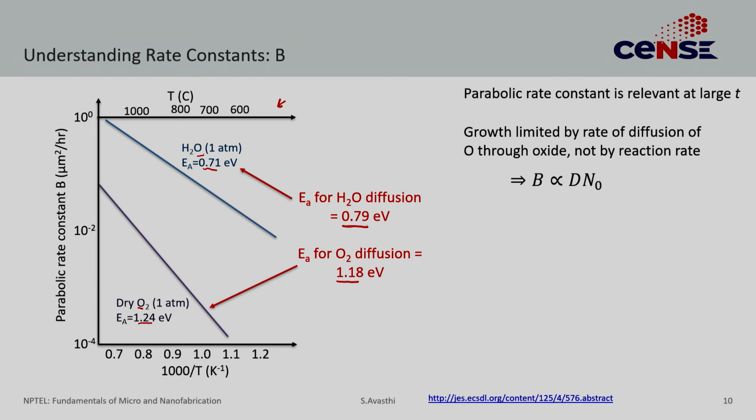Well, the parabolic rate constant is relevant for large thicknesses of silicon dioxide. If the silicon dioxide thickness is large, your growth rate is not limited by the reaction rate. The reaction rate is not the problem. The problem is now the diffusion. You are unable to get your oxygen species through the very thick silicon dioxide and make it react at the interface. So, it is limited not by the reaction rate, but by the rate of diffusion. If you are limited by the rate of diffusion, it only makes sense that the activation energies you measure must also be the activation energy for that diffusion mechanism. So, yeah, this all makes sense. So, B, which is the parabolic rate constant, is proportional to D times N naught.